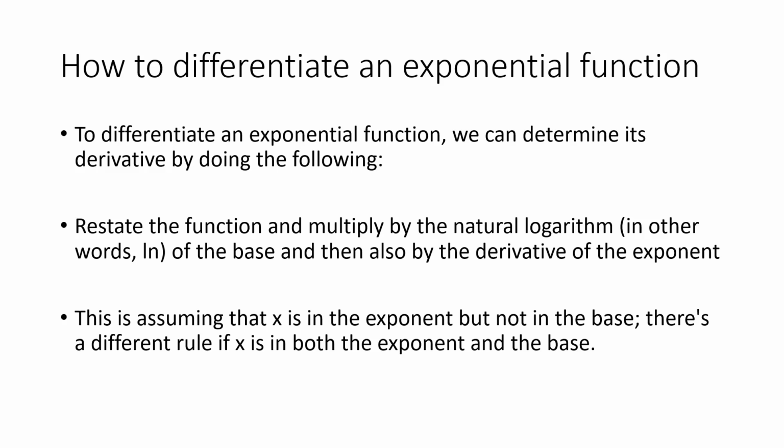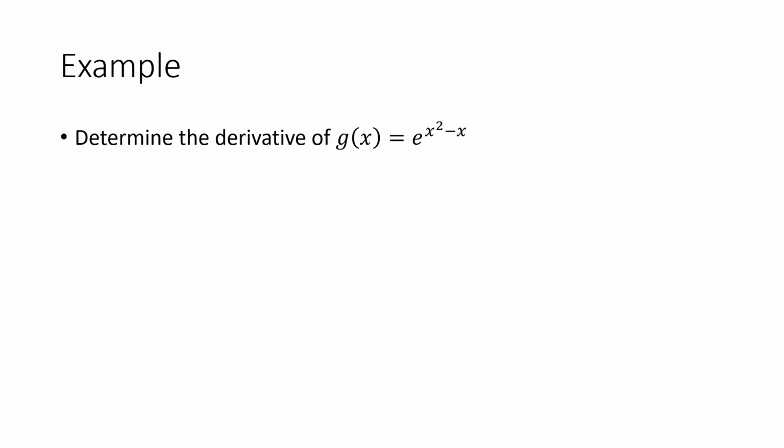Now, this is assuming that x is in the exponent but not the base. There is a different rule if x is in both the exponent and the base, and that will be in a later example, later video. So suppose we had the function g of x equals e to the x squared minus x, and we want to determine the derivative of that.